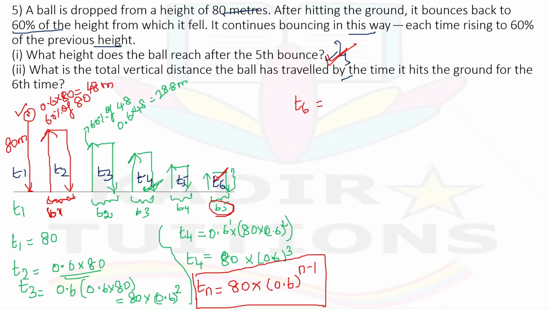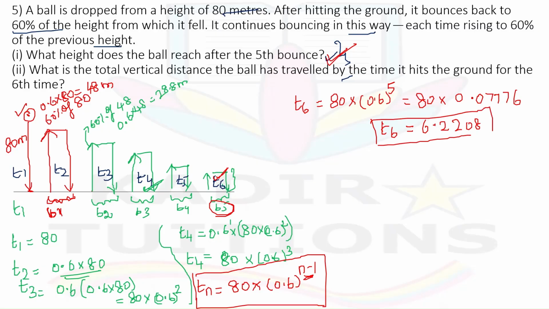So T6 is equal to 80 into 0.6 to the power n minus 1. So it's going to be 0.6 to the power 5. Now if we calculate this value, we will get the answer for our first question. So 80 into 0.6 the whole power 5, we will get 0.07776. Okay. Multiplying this, we will get 6.2208. So the ball reaches a height of 6.2208 meter.